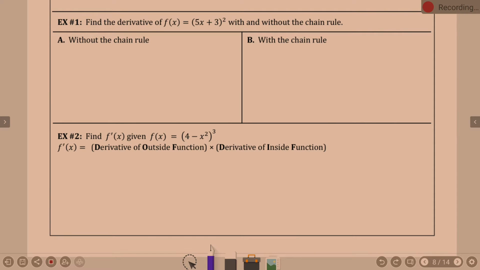Okay, so when it says to do this without the chain rule, then we need to write f in a different format. Because right now, we have an outside function as something raised to the power of 2, but then we have that inside function as 5x plus 3, and they both have derivatives. So first of all, what is 5x plus 3 quantity squared when we multiply that out? So no derivatives yet, just what is it multiplied out?